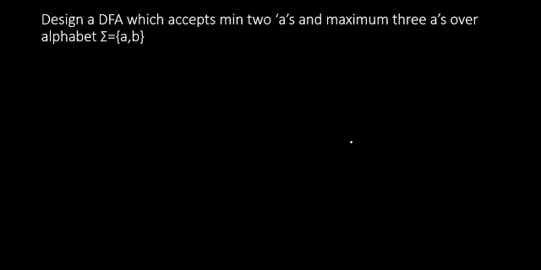What is the other way of doing that? Now we have a DFA which accepts minimum 2 A's and maximum 3 A's. So what is minimum 2 A's? L is equal to: AAB is accepted, BAA is getting accepted, ABAA should get accepted, all these things. So there can be minimum 2 A's and maximum 3 A's.